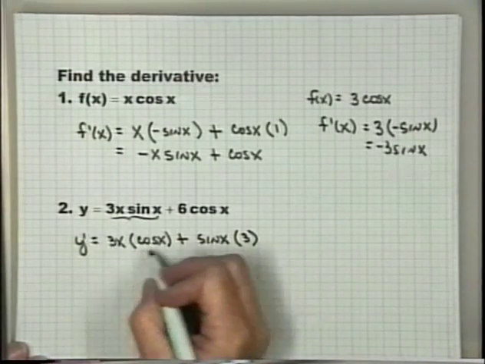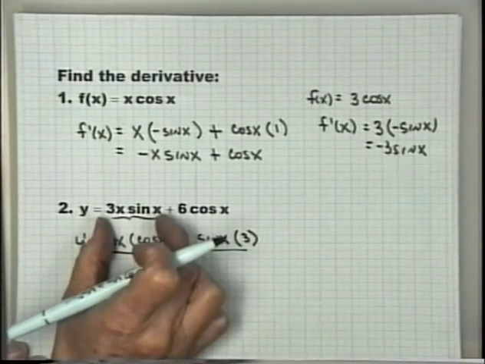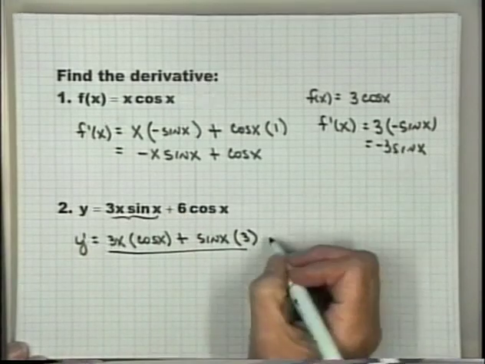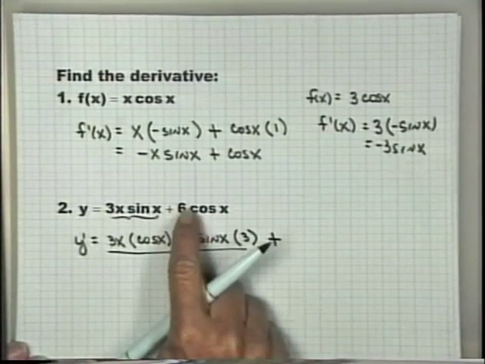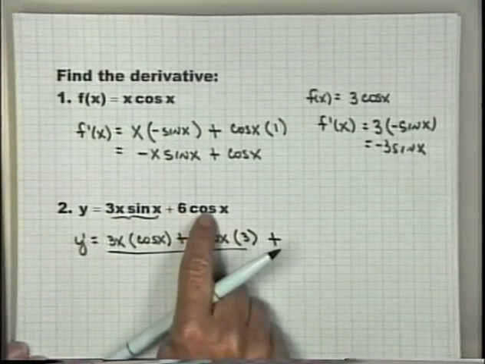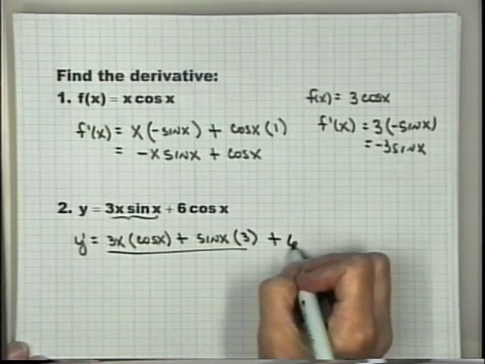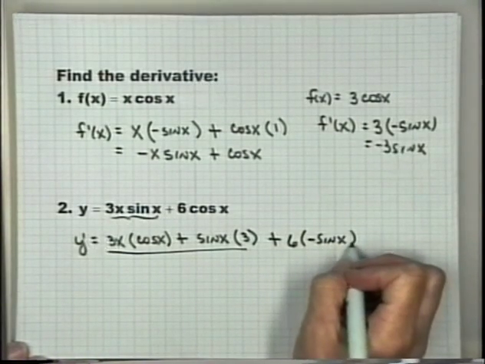Now, all of this, let me just kind of underline, all of this is the derivative of this first part right here. Now we're here, so we're going to add the derivative of this second part. Here I have a constant times my function. So I'm going to bring down my constant, and the derivative of cosine is negative sine x.